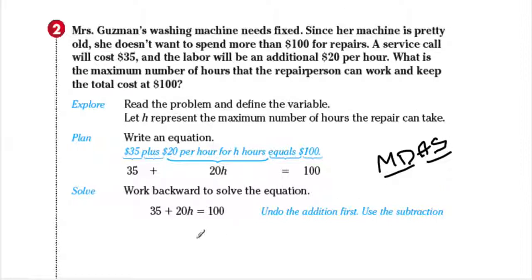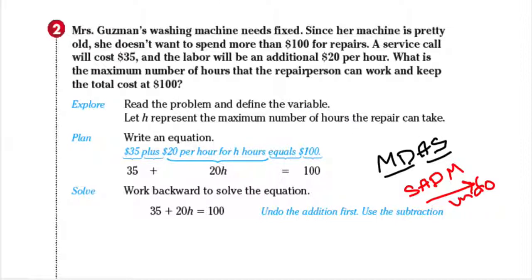Here, if you notice, to be able to solve this problem, you have to multiply 20H first, and then you add 35, and then it equates to 100. So when you're trying to solve, we do the opposite. You undo subtraction and addition first before you do division and or multiplication.